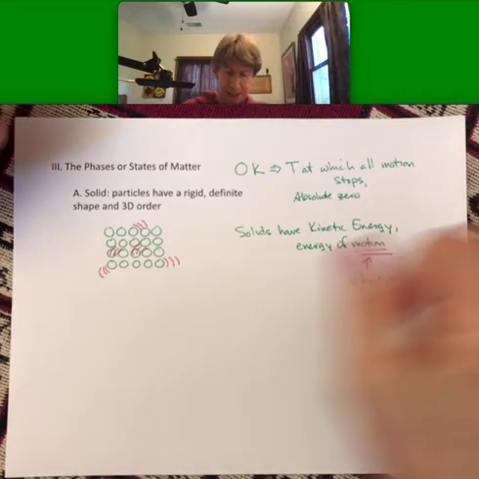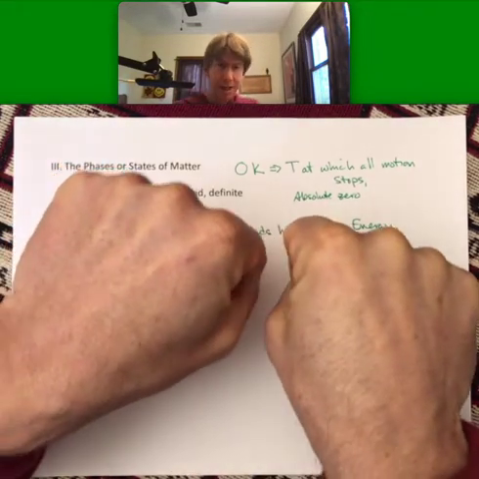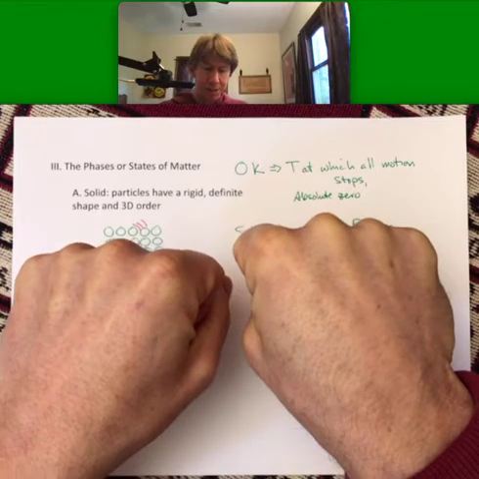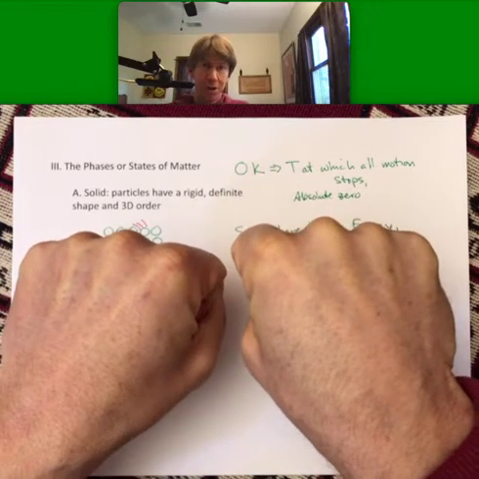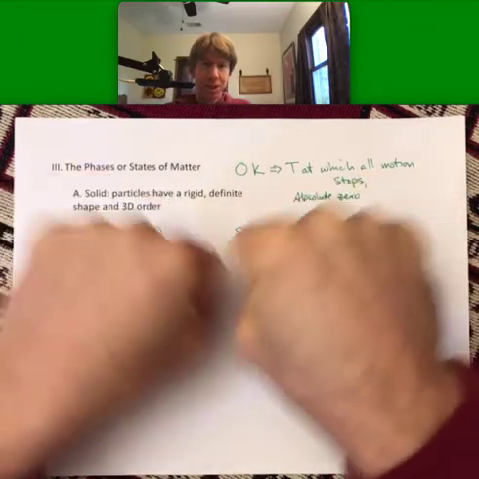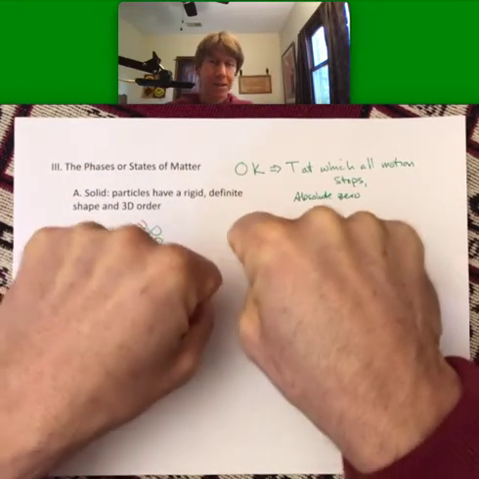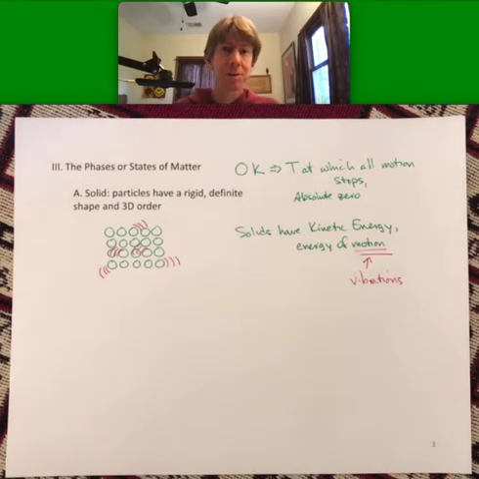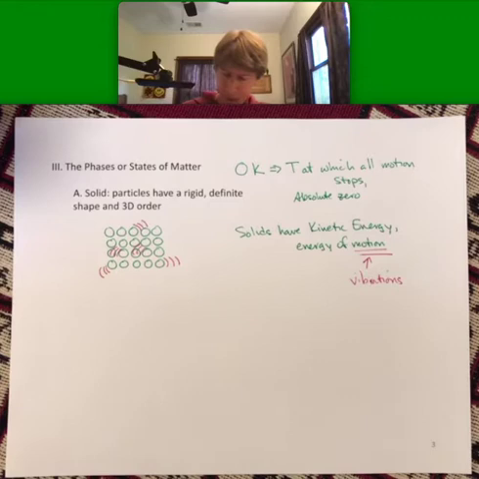And so particle A and particle B are right next to each other for as long as nothing happens to them. And then our picture is that within that, they are vibrating. This goes for atoms, this goes for molecules, this goes for ions. And this is our picture of a solid.